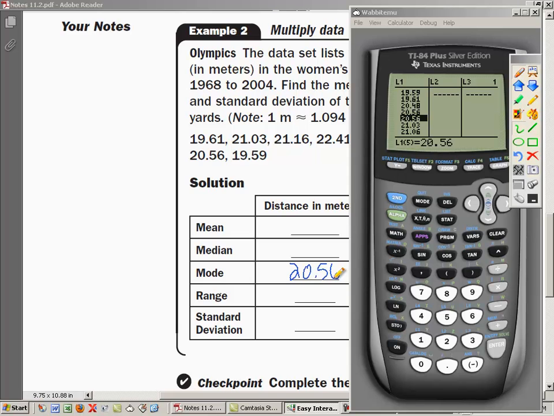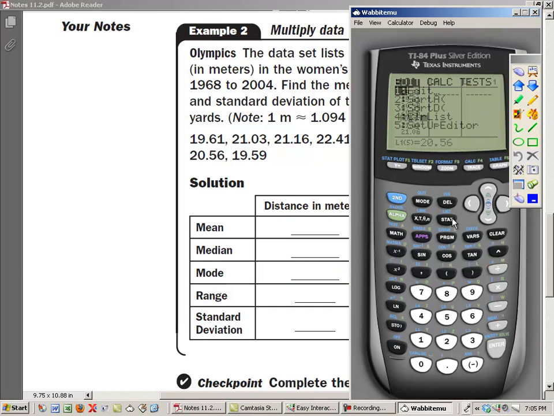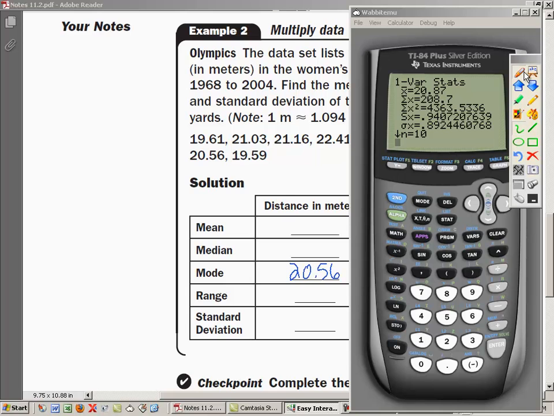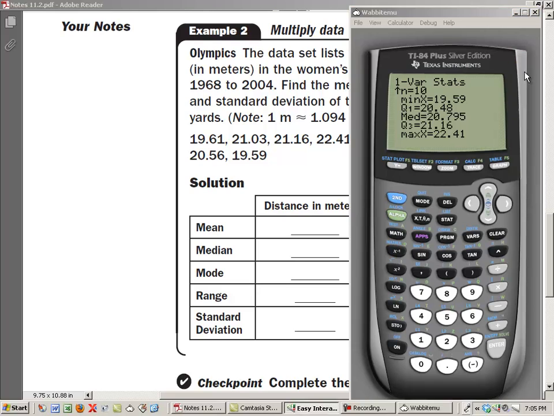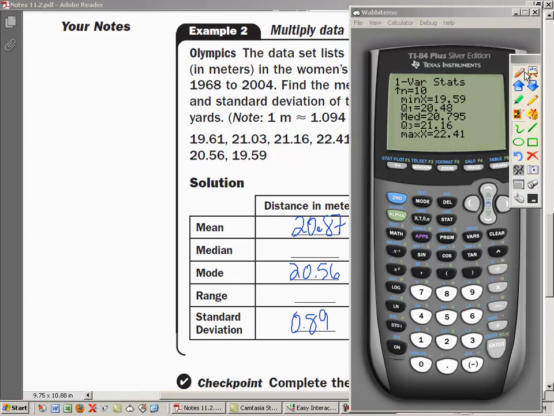Mean, median, range, and standard deviation can be found by our one variable statistics. So stat, calculate one variable statistics on list number 1. And I have my mean is 20.87. I also have my standard deviation is 0.89. All right? Scrolling down below, we find out that our median is 20.8. And my range is 22.41 minus 19.59, and that comes out to 2.82.